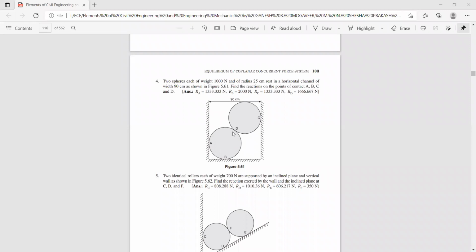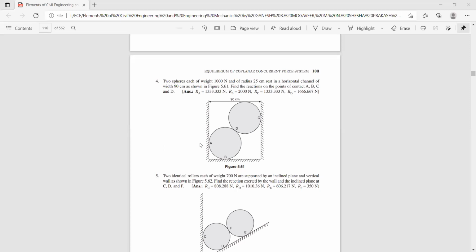Now, first you consider this sphere. Try to draw the free body diagram. You draw a circle here. At the center, you draw the axes X and Y, which pass through the center of the sphere.